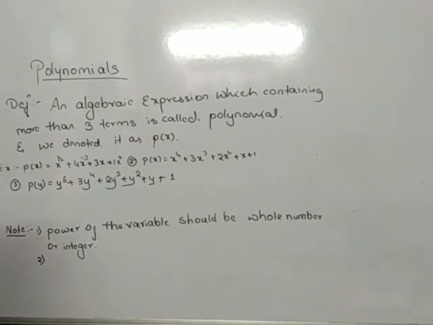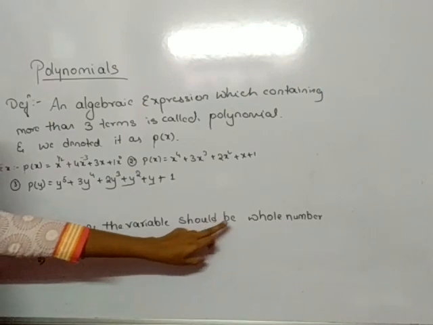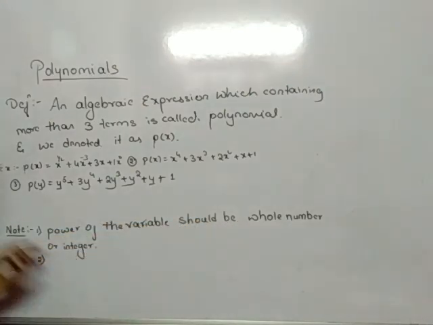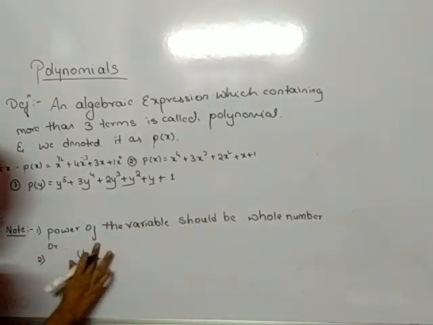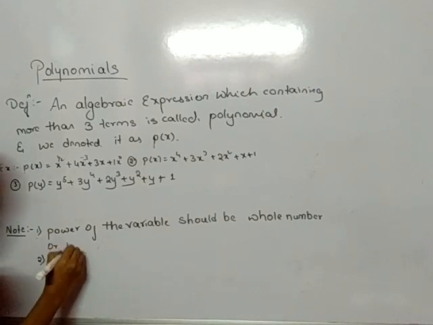Okay, I have written a note. First point, the power of the variable should be a whole number, or it must be a positive integer.